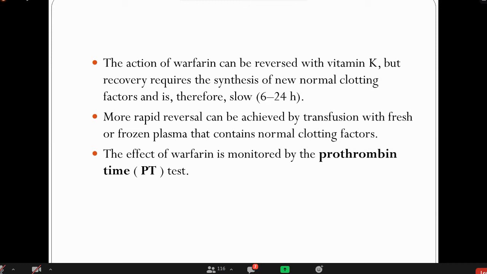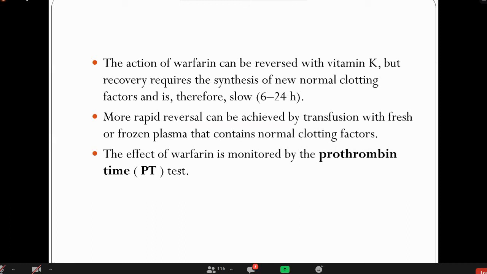So if you require a quick effect, what can we do? We can transfuse fresh or frozen plasma, because in plasma we have preformed clotting factors, right? So in an emergency situation, in case of warfarin toxicity, how can we reverse it? We can reverse the bleeding by giving fresh or frozen plasma. The effect of warfarin, this is an important point.